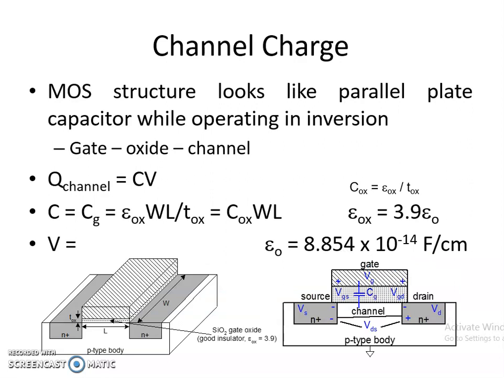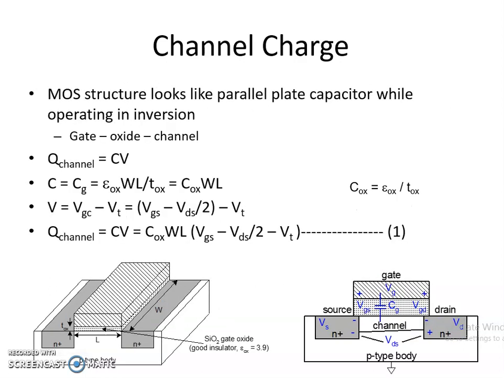C is given by the gate capacitance, which is nothing but epsilon OX W L upon TOX. Epsilon OX is the permittivity of silicon dioxide. W and L are the width and the length of the transistor, while TOX is the thickness of the silicon dioxide. Epsilon OX can be given as 3.9 times epsilon 0, while epsilon 0 is the permittivity of free space, which is 8.854 into 10 to the power minus 14 farad per centimeter. COX is the oxide capacitance, that is epsilon OX upon TOX, where TOX is the thickness of the oxide.